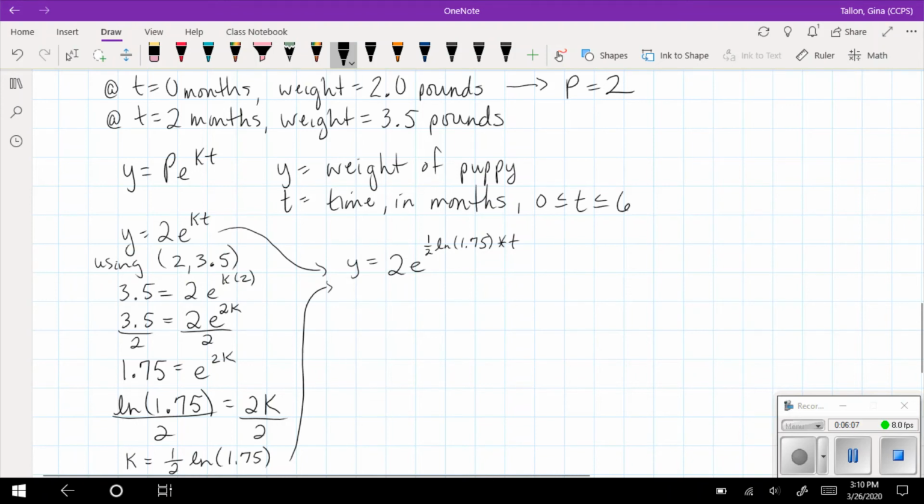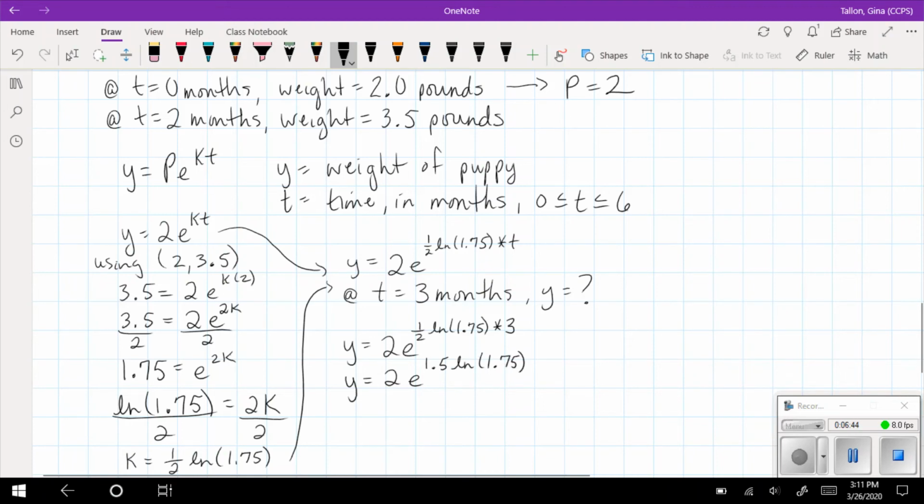And at this point I can say, okay, I want to know at t equals 3 months, what will be the weight of that puppy? So let's put a 3 in. We have y equals 2e to the 1/2 natural log of 1.75 times 3. And that's going to give me that 3/2, or that 1.5, if you will. I'm going to write 2e to the 1.5 natural log of 1.75. And I'm going to punch that into my calculator.